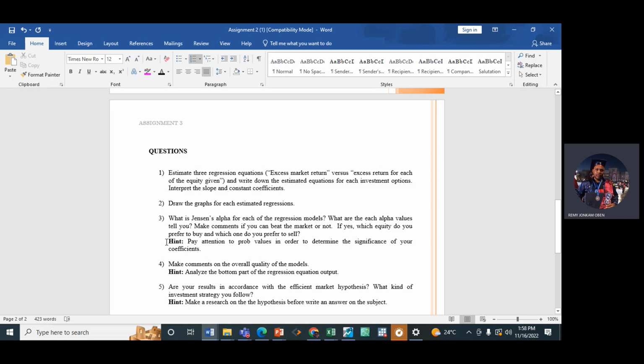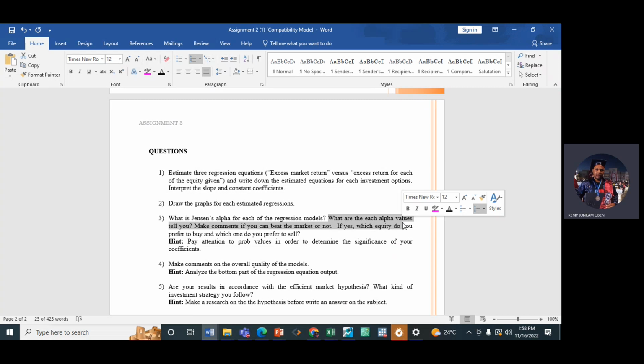Here they say hints. Do you need any hints? Okay, yeah. What is Jensen's alpha for each of the models? So you should check the Jensen's alpha. What are the alpha values? What do they tell you? You should be able to interpret the alpha.